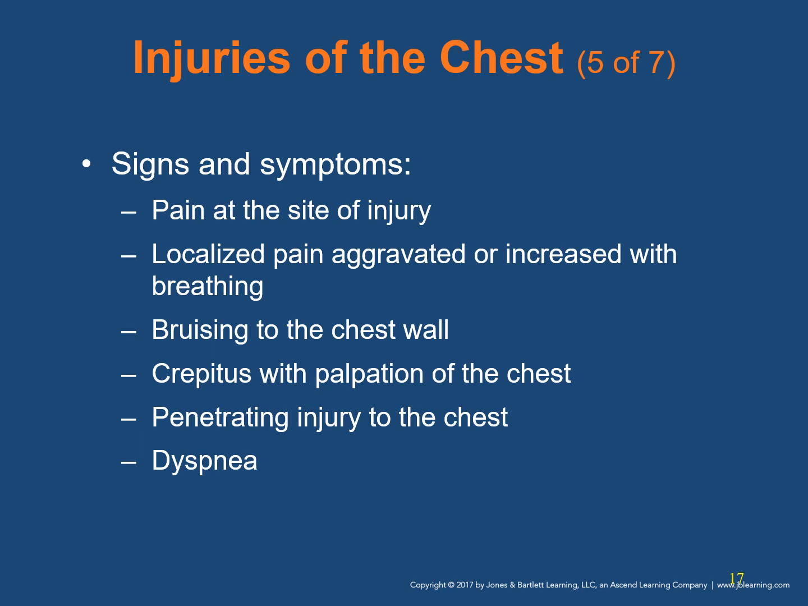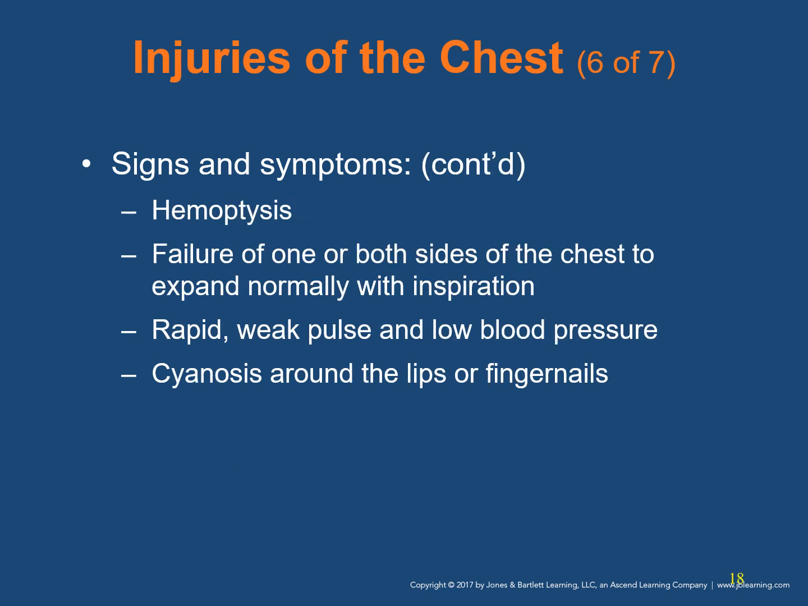Dyspnea, difficulty breathing or shortness of breath, can be caused by airway obstruction, damage to the chest wall, improper chest expansion, or lung compression. Prompt vigorous support of oxygenation and ventilation with prompt transport are required. Hemoptysis, spitting or coughing up blood, indicates damage to the lung or air passage. Failure of one or both sides of the chest to expand normally with inhalation. Rapid, weak pulse and low blood pressure.